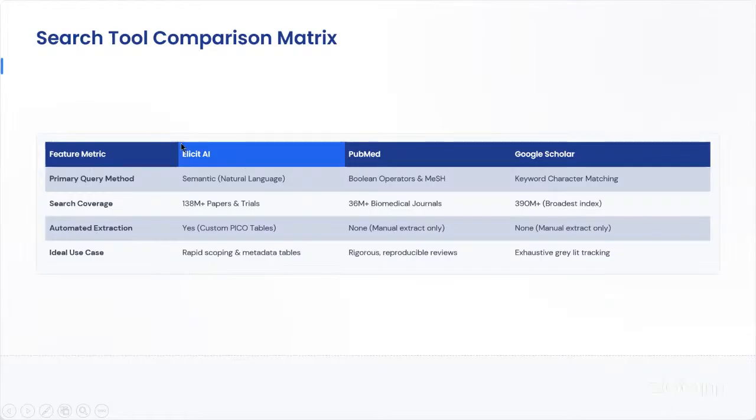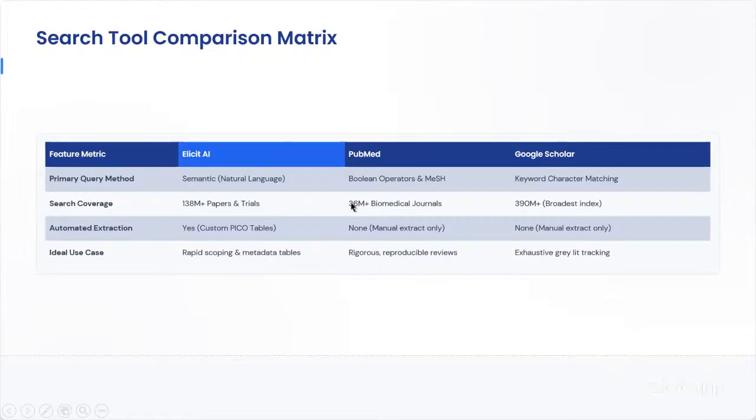Automated extraction, Elicit does that for you. Neither of these two do. This is kind of the revolutionary part that saves a lot of time. I mentioned on the earlier slide, this could take up to 15 hours sometimes, but with Elicit AI, it can take under 5 minutes. So that's a big advantage here.